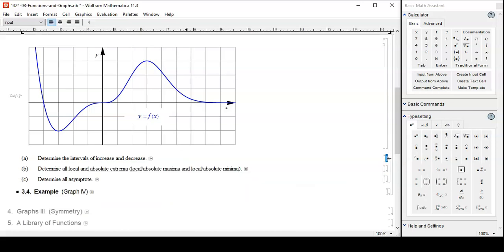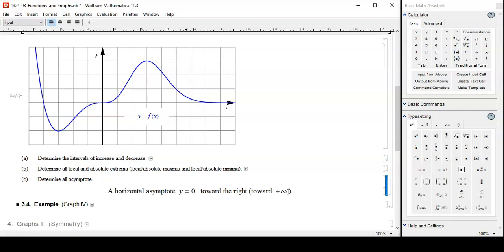Final question, determine the asymptote. Do you see the horizontal asymptote forming here? As I move to the right, the graph is getting closer and closer to the x-axis. It looks like we have a horizontal asymptote at the x-axis, y equal to 0, and not to the left, but to the right.